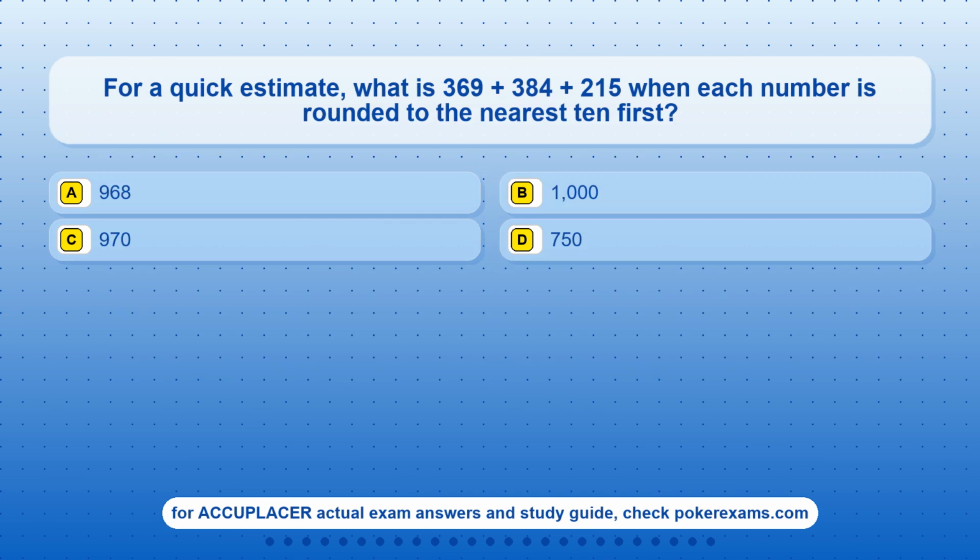Question 23. For a quick estimate, what is 369 plus 384 plus 215 when each number is rounded to the nearest 10 first? Option A, 968. Option B, 1000. Option C, 970. Option D, 750.